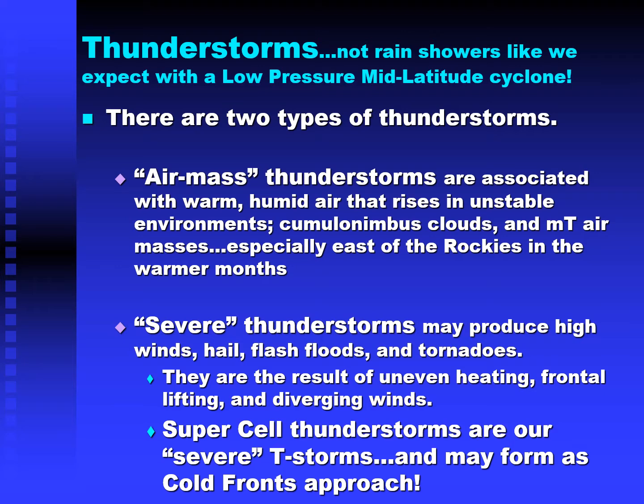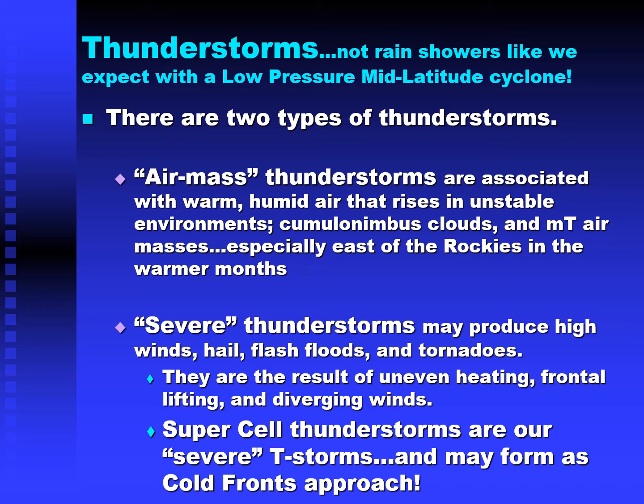These are associated with maritime tropical air masses, and we tend to get a lot of them east of the Rocky Mountains, especially in the warmer months. So this has a little something to do with that map we looked at earlier, where the west coast of the US has much fewer thunderstorms or lightning strikes than we tend to have east of the Rocky Mountains. And why is that? Well, they're generally not getting affected too often by maritime tropical air masses. Okay, so those are our air mass thunderstorms.